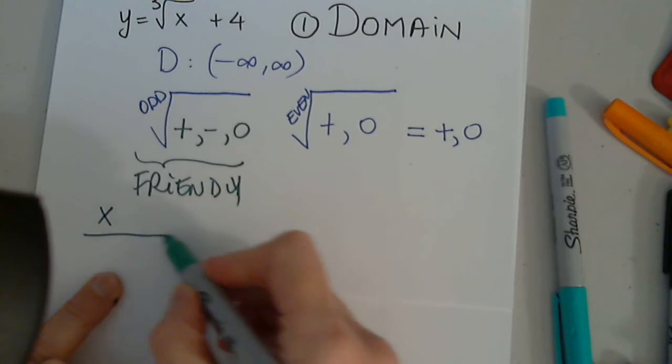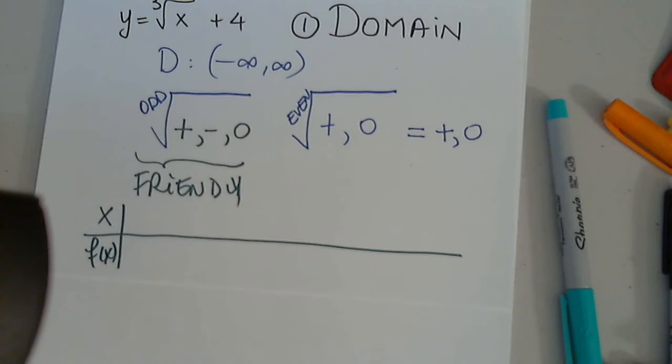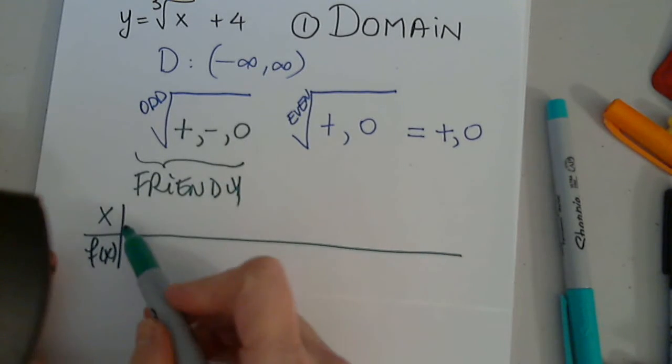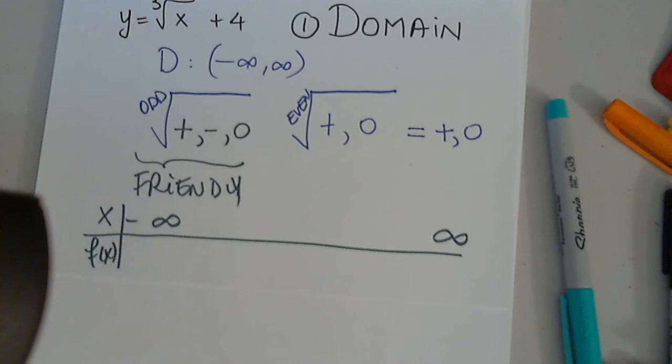I will start by creating the table. You're going to see this table, and we're going to add to it many, many things. So as we discussed, domain all real numbers. Excellent. Thank you very much.